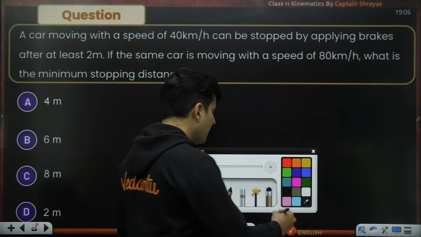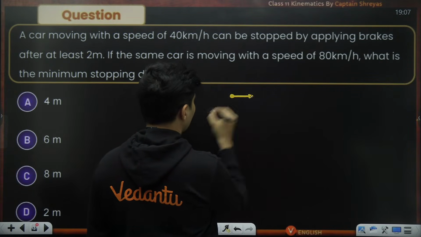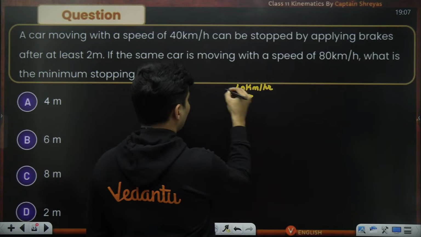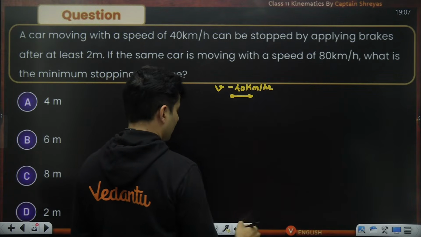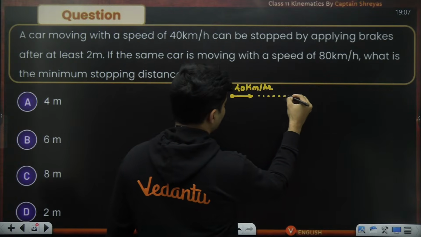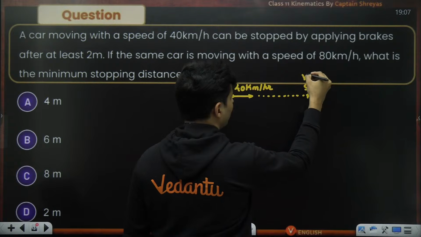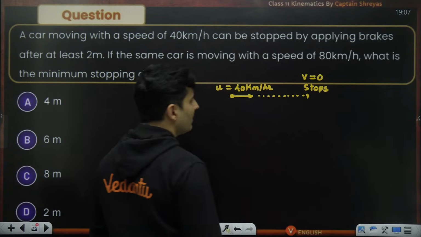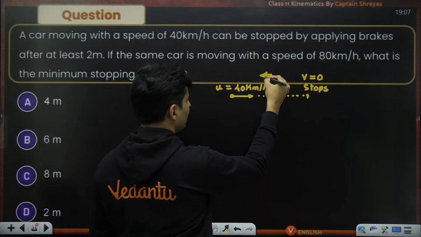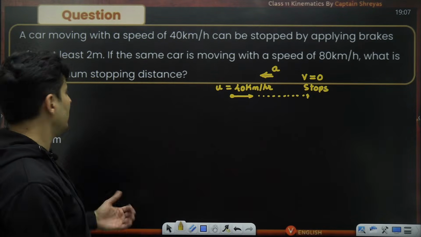Okay. So see, let me understand this question first. Initially, the car was going at some speed, 40 kilometers per hour. Let me assume that velocity which is there as u, initial velocity. The car brakes and stops right over here. If it stops, what is the final velocity? Obviously 0. Because you are stopping, you are retarding. That means your acceleration is probably like this, negatively directed, oppositely directed.